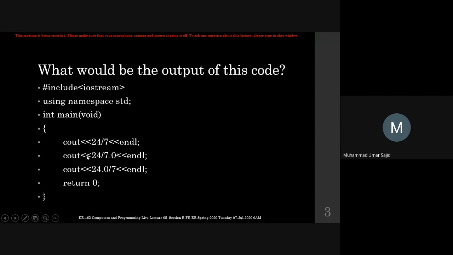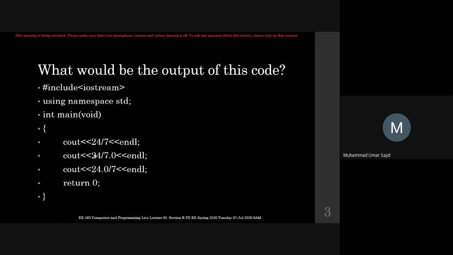But what would be the output of the second line or the third line? You have to keep in mind that this number I have written, even though it's a perfectly whole number, I have written in the format of a floating point number. So 7.0 is a floating point number. That would mean the whole expression would now be upgraded to double type floating point number.